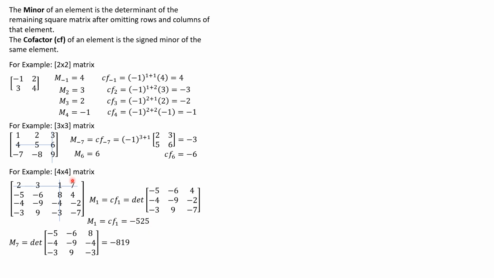While for the minor of element 7, it is the determinant of this matrix here, so it is negative 819. The cofactor of element 7 is positive 819 because this position is negative. So plus, minus, plus, minus. So negative of the minor, negative 819, so positive 819.